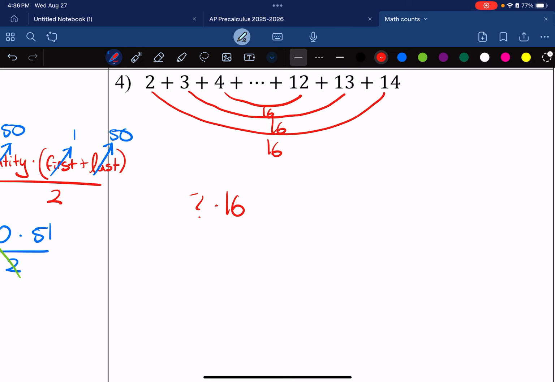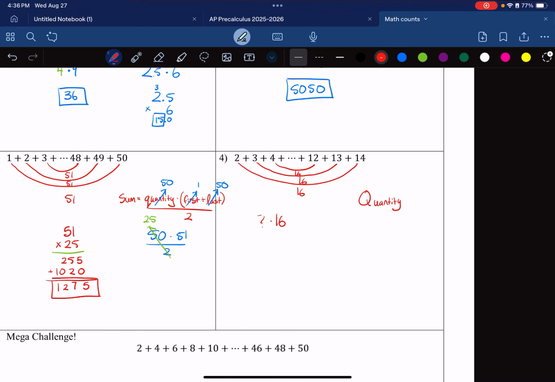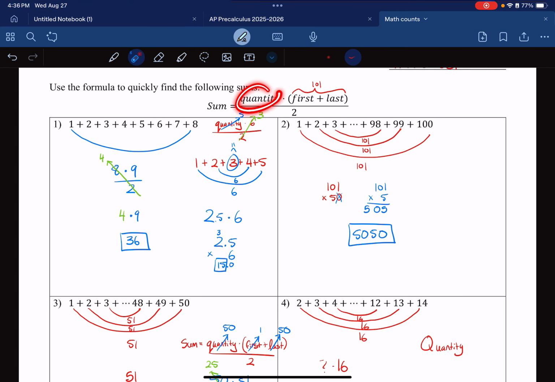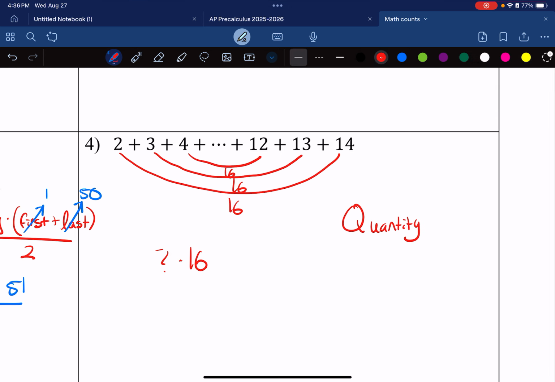Yes, yes there is. And I don't mean to overly rely on formulas, but in general, quantity is really important because it's part of our formula, right? I said quantity up here. Sometimes it's a hard number to find, but quantity is always going to be found by doing, no, I'm going to do this backwards, sorry. It's the last minus the first.